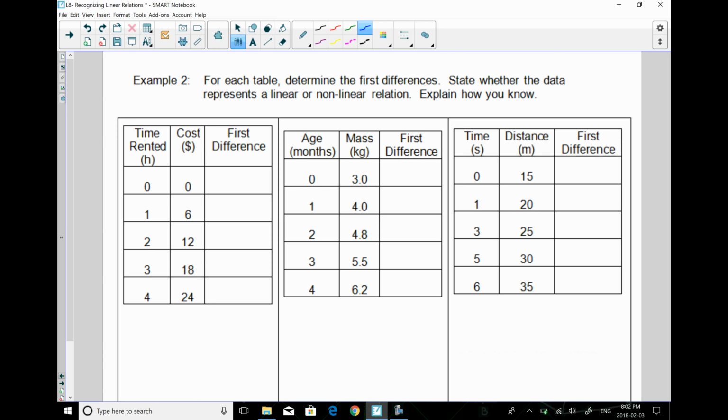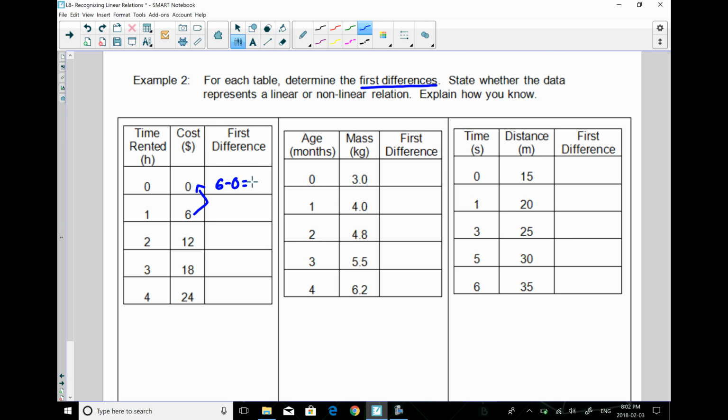So let's look at first differences to determine whether relationships are linear. For each table, determine the first differences. We're going to calculate that first. Then state whether the data represents a linear or nonlinear relationship. Explain how you know. So always subtract up. You want to make sure these are in order before subtracting, otherwise you're going to have to fix that.